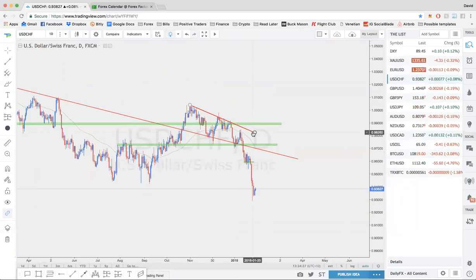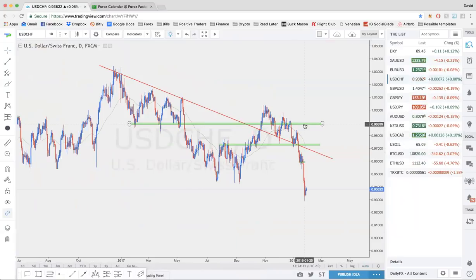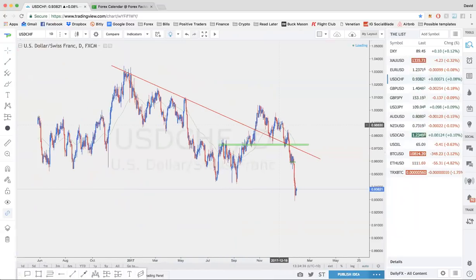I'm going to go ahead for now. I'm going to delete that trend line. We're about 500 pips away from that zone as well. So I'm going to delete that.